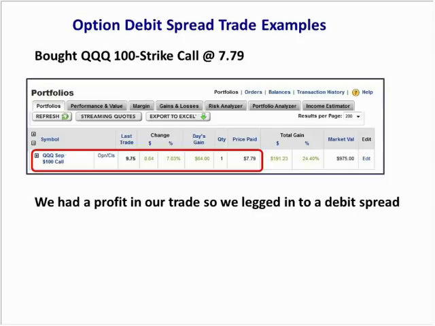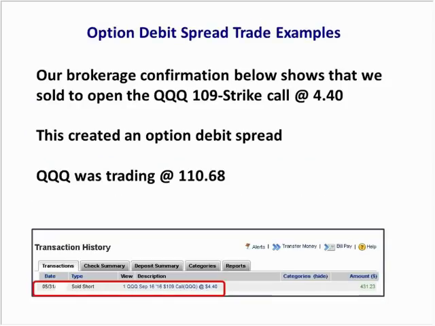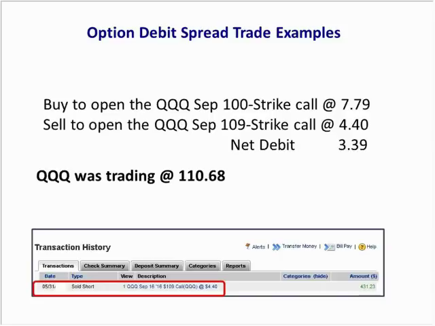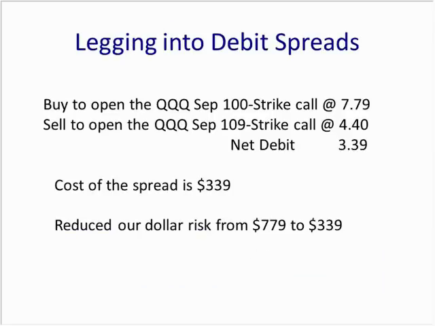We had a profit in this trade, so we legged into a debit spread at a later date, and our brokerage confirmation shows that we sold the QQQ September 109 strike call at 440. This of course created an option debit spread, and at the time QQQ was trading at 110.68. So we bought to open the 100 strike call at 779 and sold to open the 109 strike call at 440. That produced a net debit of $339.